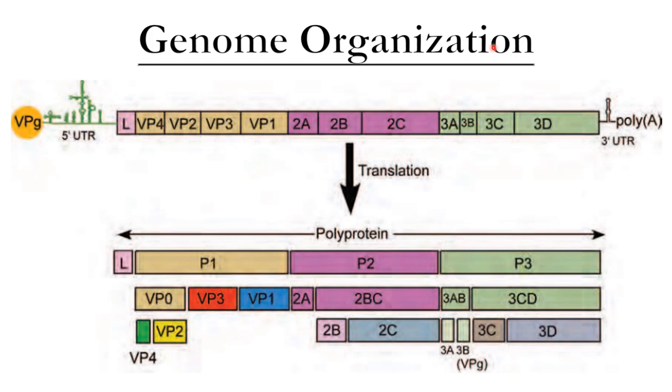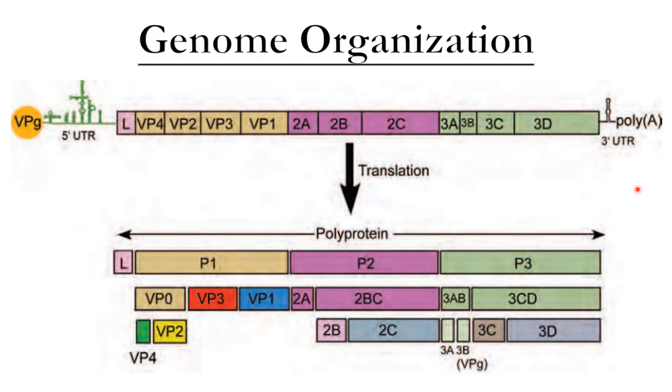The genome of picornaviruses is a single positive-stranded RNA molecule. The viral RNA is infectious because it is translated on entry into the cell to produce all the viral proteins required for viral replication. Picornavirus genomic RNA is unique because it is covalently linked at the 5' end to a protein called VPg, virion protein genome-linked.